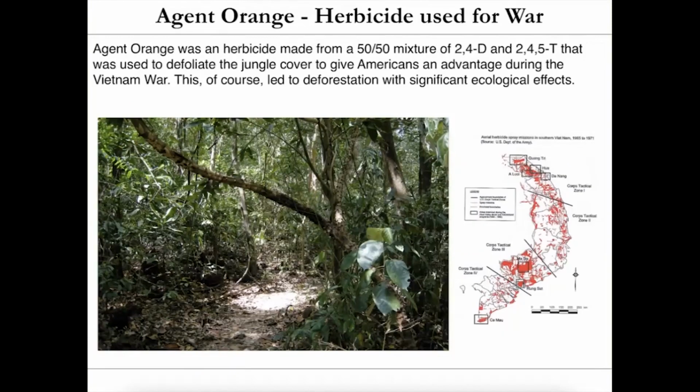Now, herbicides are great if you're trying to increase the yields of crops to make food and let people have a more healthy, happy life. But herbicides can also be used for more nefarious purposes, and indeed they were during the Vietnam War. You've probably heard of this chemical. Your book talks about it. It's called Agent Orange. This was an herbicide made from a 50-50 mixture of those two herbicides we just talked about, 2,4-D and 2,4,5-T.